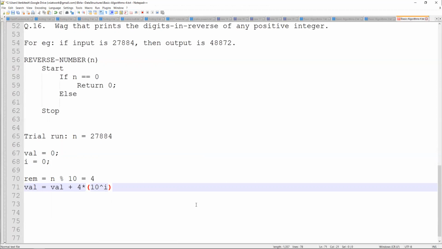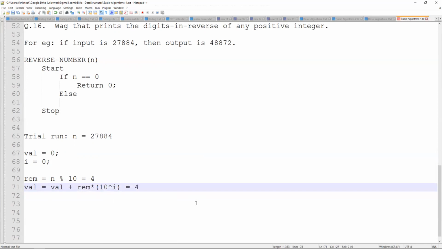Is that okay? Value is equal to value plus 4 into 10 to the I. 4 was the last digit. So rem into 10 to the I. What does this mean? The remainder is 4. I is equal to 0, so 10 to the I is 1. 1 into 4 is 4. Value was 0, so this value is 4.